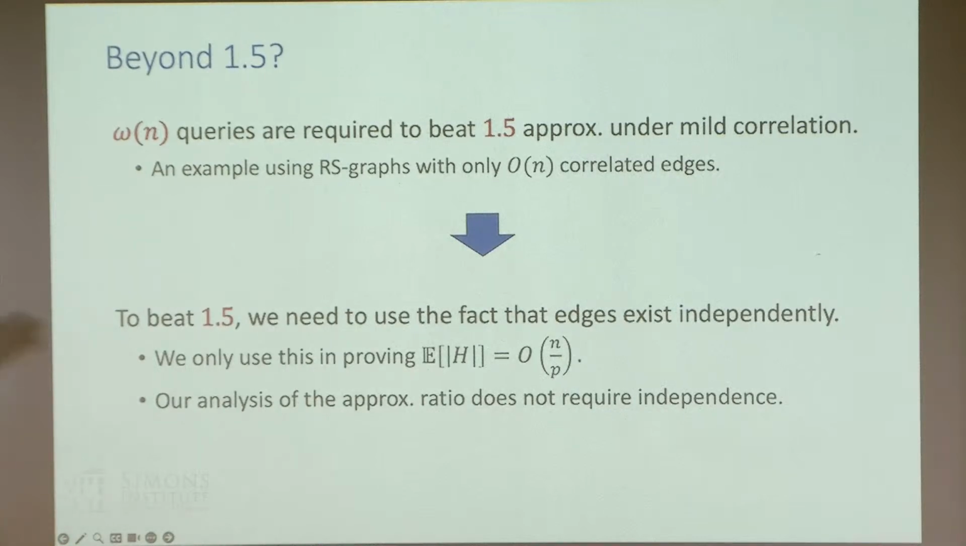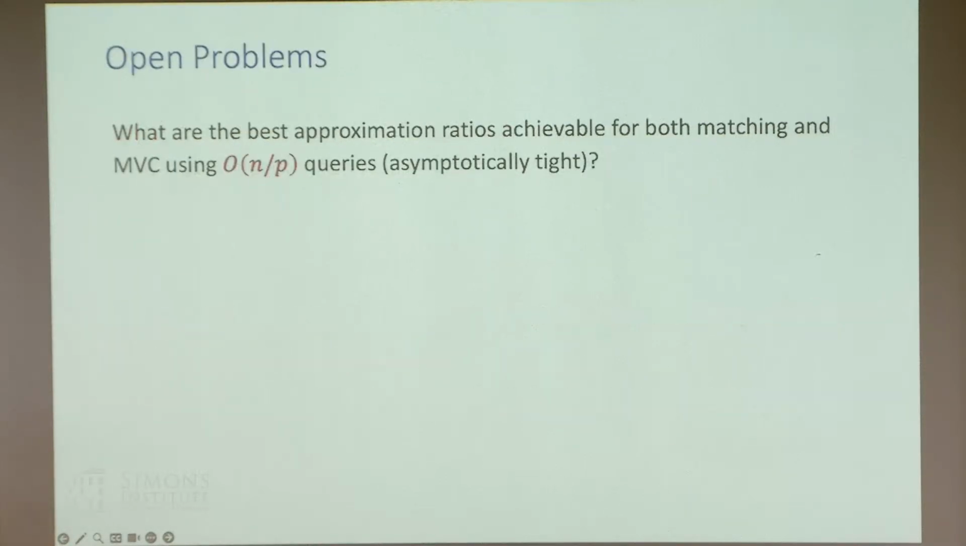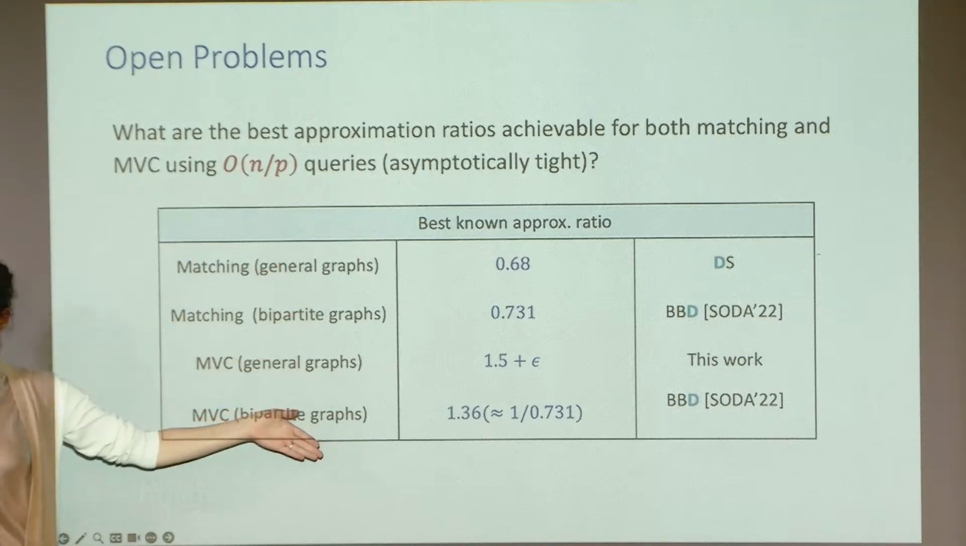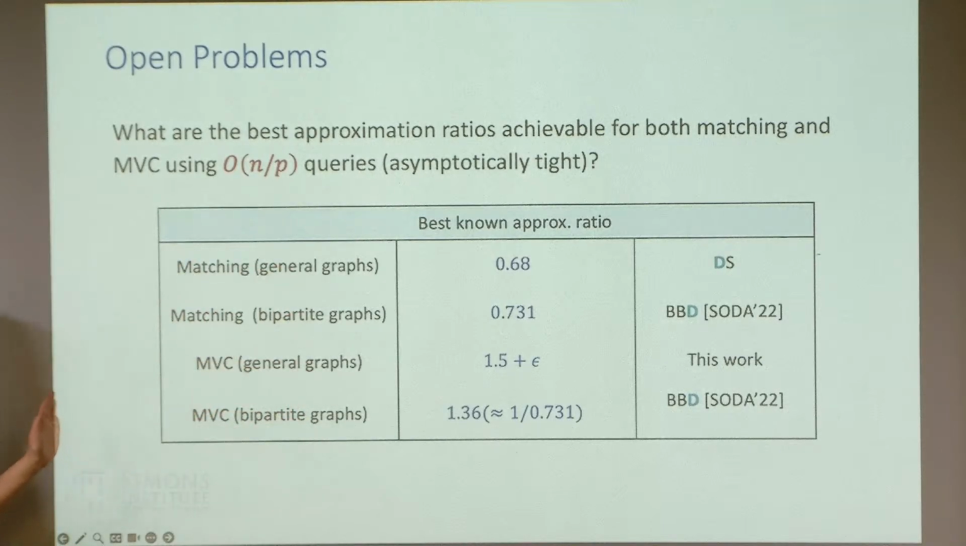And clearly, this is the main open question, but some other open questions are about both minimum vertex cover and matching, which are very closely related. Using this optimal number of queries, what are the best approximation ratios that we get? For both minimum vertex cover and maximum matching, you need O of n over p to get any constant approximation, but these are the best known results that we have. We don't know whether you can go to almost optimal, 1 minus epsilon and 1 plus epsilon, for these using the optimal number of queries. Okay, thank you.